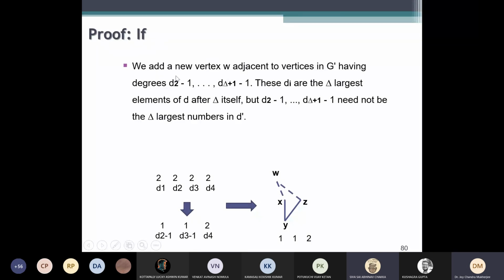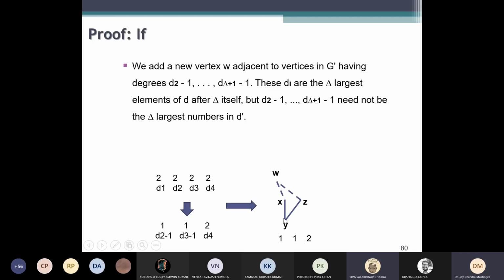So the proof statement is we add a new vertex W adjacent to vertices in G prime having degrees D2 minus 1 to D delta plus 1 minus 1. These Di are the delta largest elements of D after D1 itself. But D2 minus 1 and this one need not be the largest numbers of this. So this is not important. The important part is how do you create this graph?